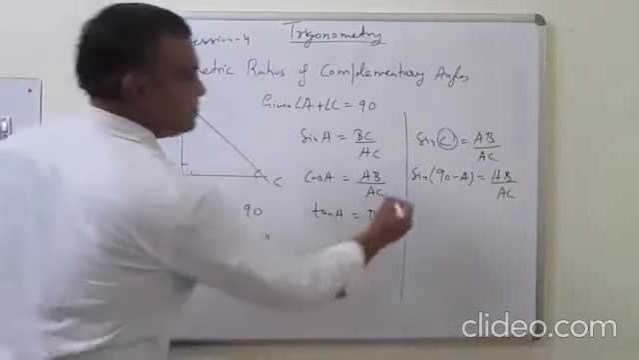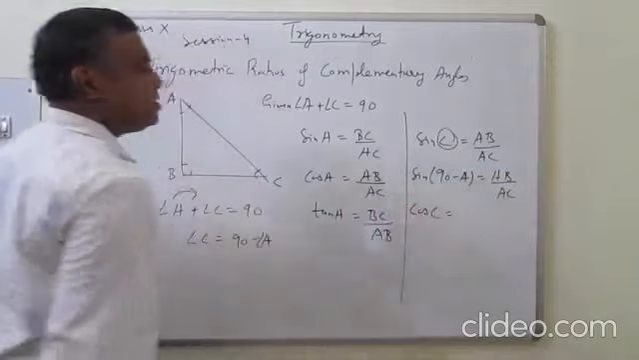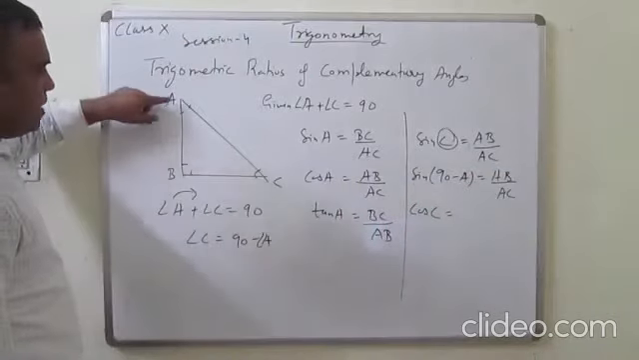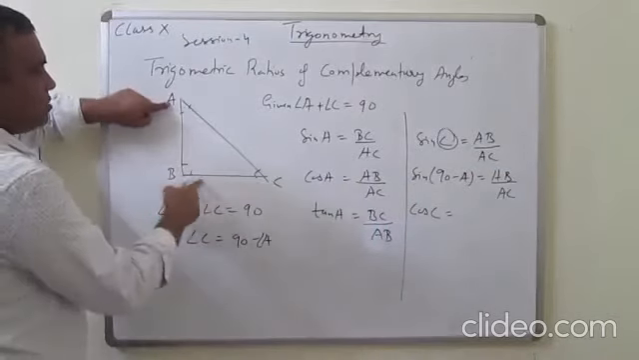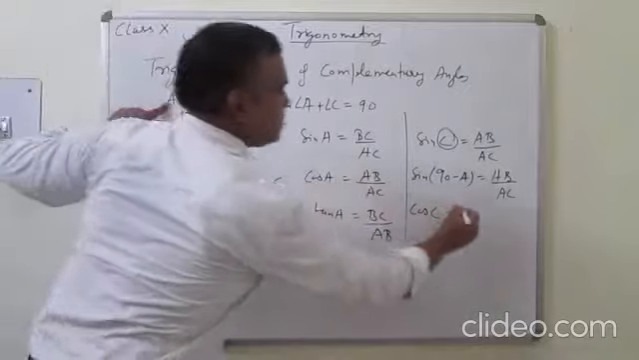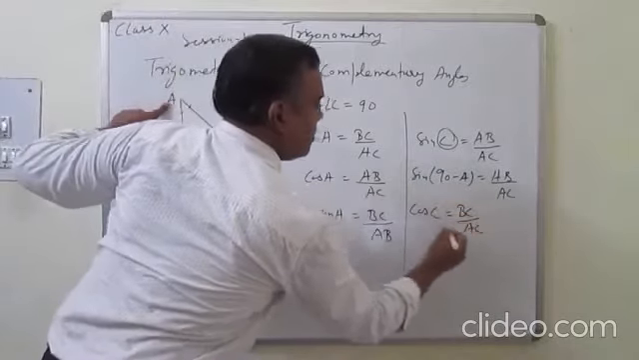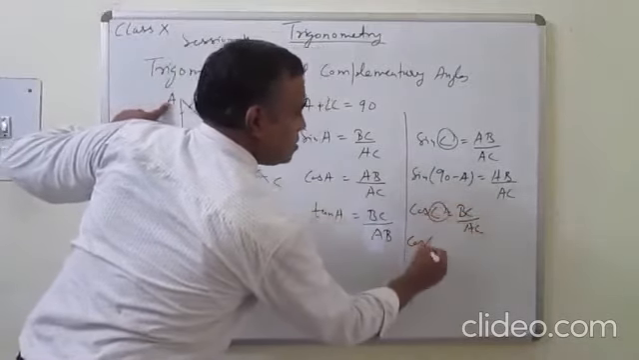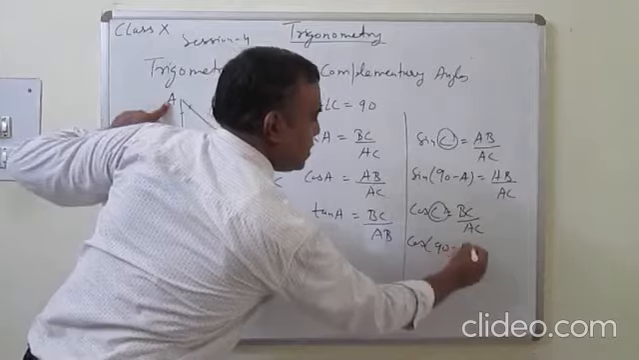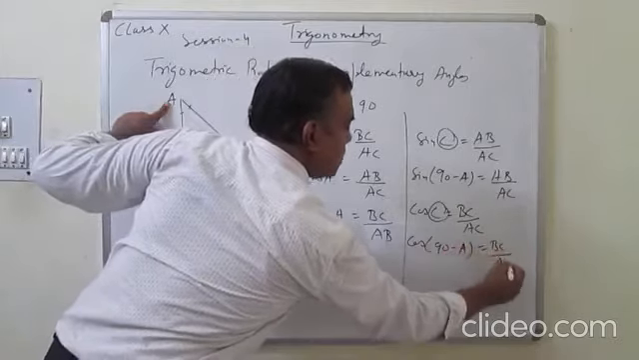Similarly cos C. Cos C is base upon hypotenuse. What is base? This is perpendicular, so base is BC. BC is base, hypotenuse is same. C की जगह क्या रख देंगे? cos 90 minus A, BC upon AC.